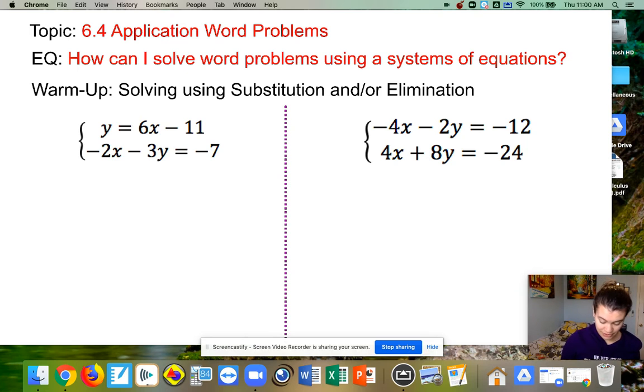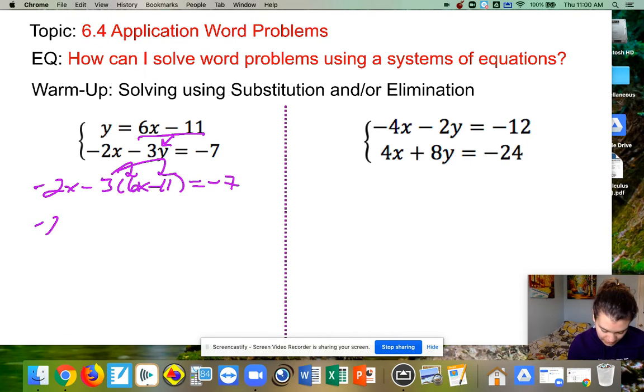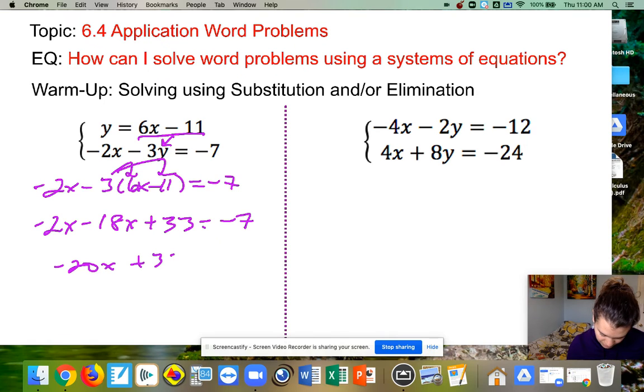All right, this first one I'm going to use substitution because we already have a y equals. So I can take this and plug it in for y right there. So negative 2x minus 3 times 6x minus 11 equals negative 7. Then we can distribute the 3 in. Negative 2x minus 18x plus 33 equals negative 7. You'll get negative 20x plus 33 equals negative 7.